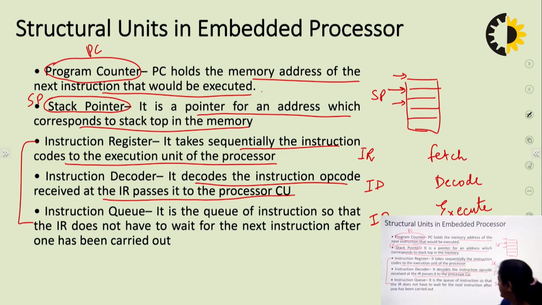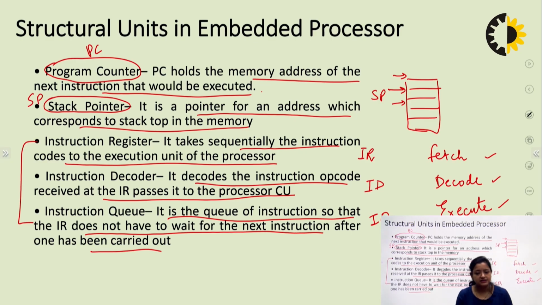We talked about the three jobs of the processor: fetch, decode, execute. So the instruction decoder register will decode the instruction. Then instruction queue is the queue of instructions so that the IR does not have to wait for the next instruction after one has been carried out. It is just like a simple queue, like you must have studied in microprocessor 8086. There is a 6-byte queue which is maintained. So whenever a processor is working, it does not have to wait. In the Q register, there will already be an instruction which is ready for the instruction register.